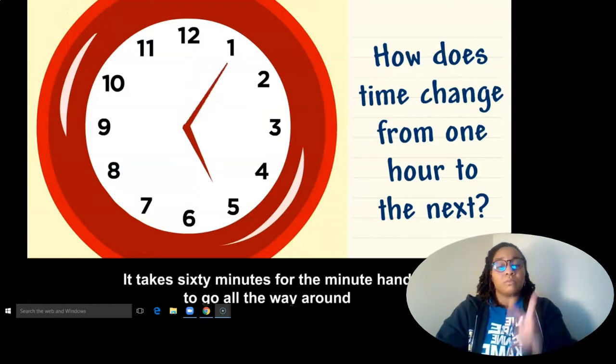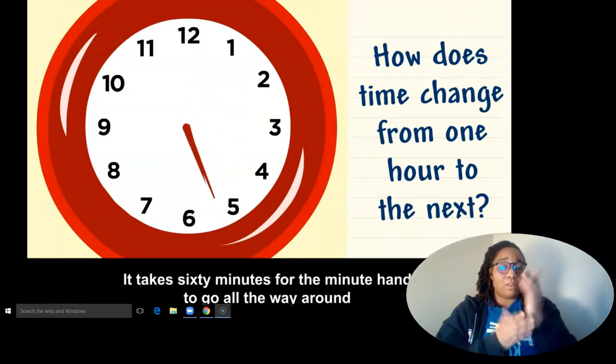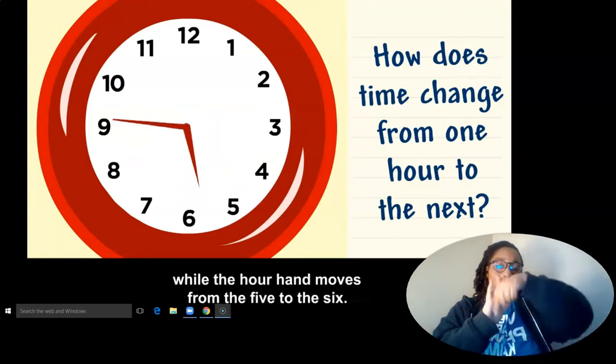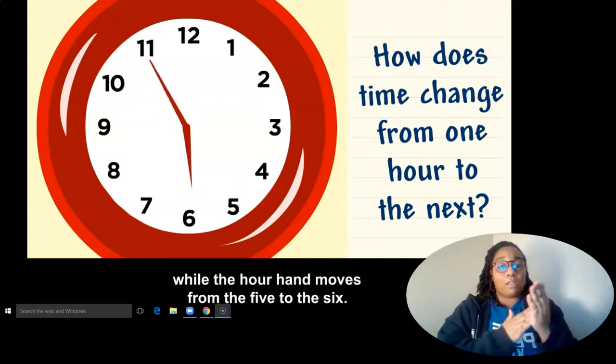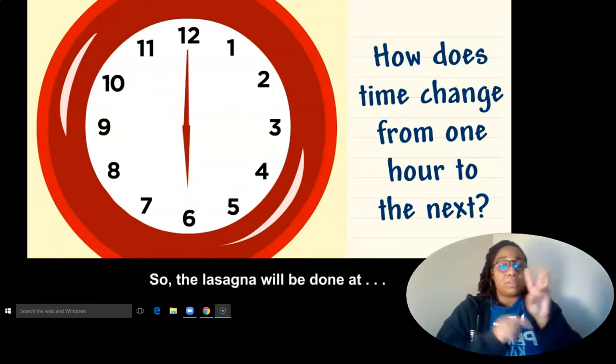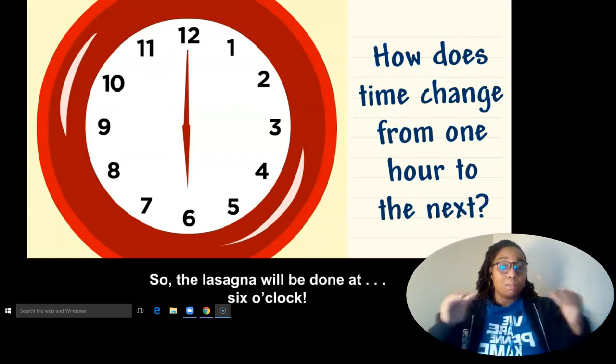It takes 60 minutes for the minute hand to go all the way around while the hour hand moves from the 5 to the 6. So the lasagna will be done at 6 o'clock.